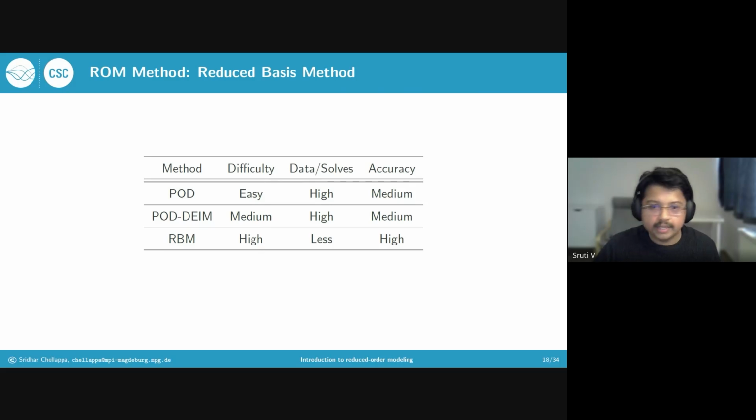You have to implement the greedy loop in your code in an efficient manner. But the advantage, the payoff that you get for that is that you need less data, meaning you only solved 6 full order models in the example that I showed you. And you also get very nice accuracy for the number of solves that you actually make. Overall, it's, of course, a trade-off. If you want easy implementation, if you want an interpretable model, then, of course, POD or POD hyperreduction might be good. But the reduced basis method, while it's a little bit more involved, gives you nice results.